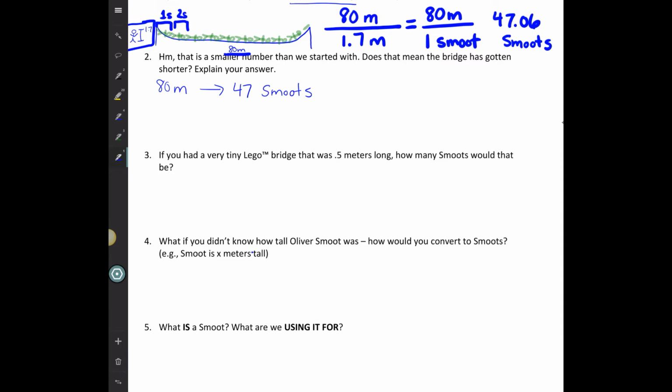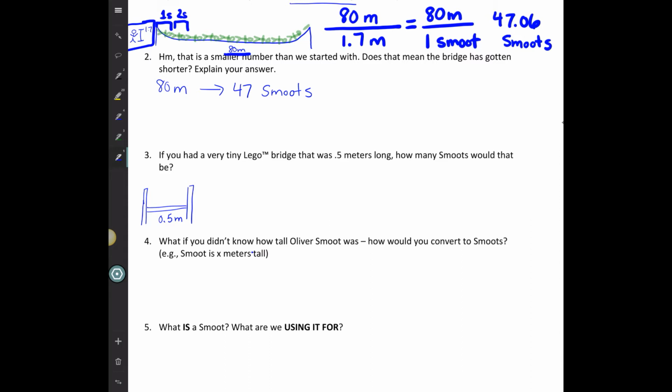Now, let's say we have a new bridge. This is a tiny little Lego bridge, which is actually only 0.5 meters long, so 0.5 meters. So how many smoots would that be?